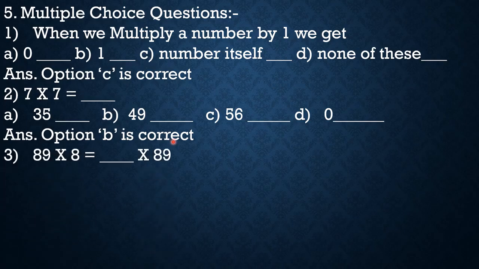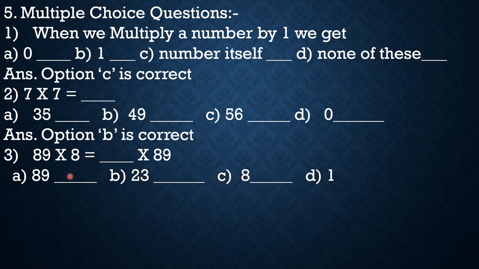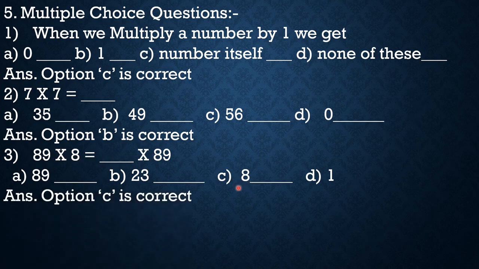Okay. Now in third question, 89 multiplied by 8 is equal to dash multiplied by 89. So here this is the order property of multiplication. So which number comes here in this blank? In A part it is given 89, in B 23, in C 8 and in D part 1. So here we have to write 8. Okay, so this is given in option number C. So option C is correct.